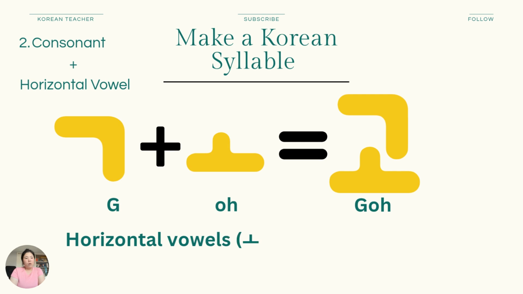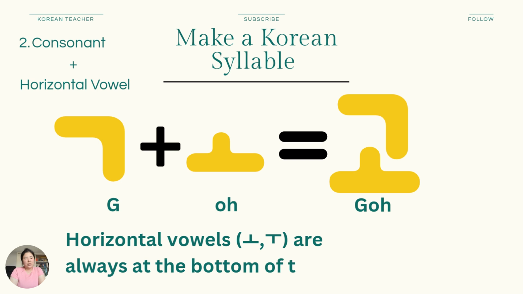What about horizontal vowels? Consonant with the horizontal vowels. So g, same thing, plus... Oh, do you remember this vowel? It's o. Remember o. And then what happened if you combine them? Yes, where does it go? Is it on the side? Nope. It's at the bottom, right? At the bottom of the consonants. So it becomes go, go.